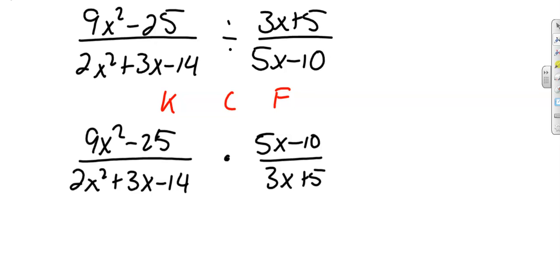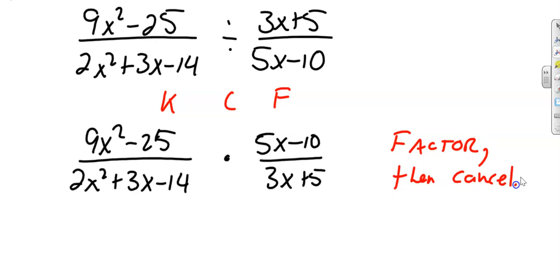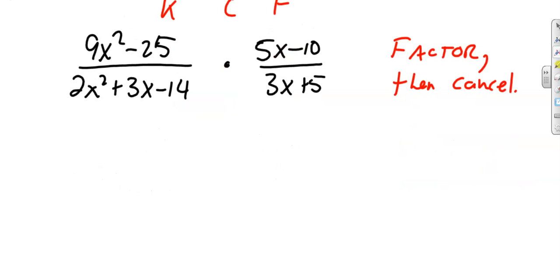Okay, so the first kickoff on the division problem is you've got to rewrite as multiplication, which means we're going to do keep, change, flip. And once you've done that, now it's just a multiplication problem, so then you're going to factor and then cancel. Okay, so still just more factoring, and more factoring on this thing.